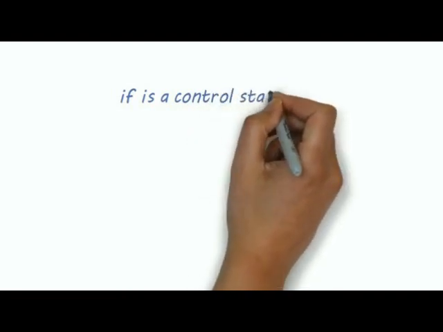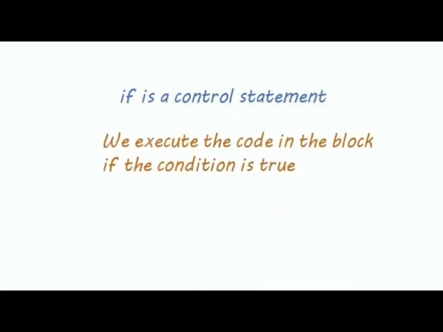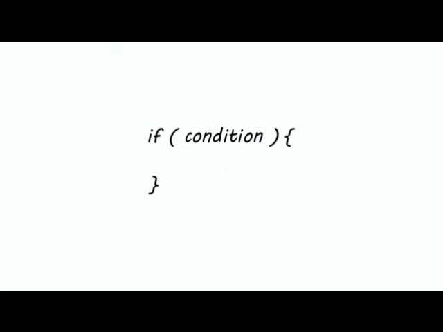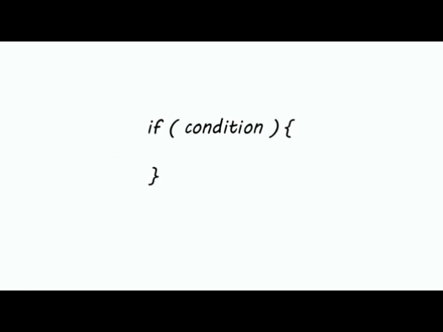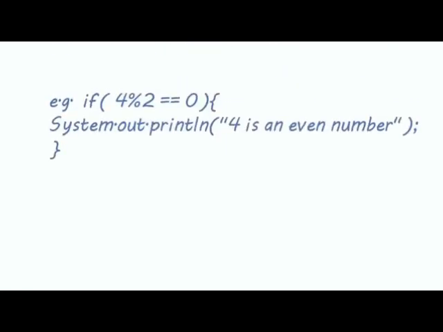Now we can understand the if statement. You can study it in C and C++. If is a control statement, which means we execute the code in a block if the condition is true. The syntax is simple: just write the if keyword and the condition. For example, if 4 is divisible by 2, then 4 is an even number.